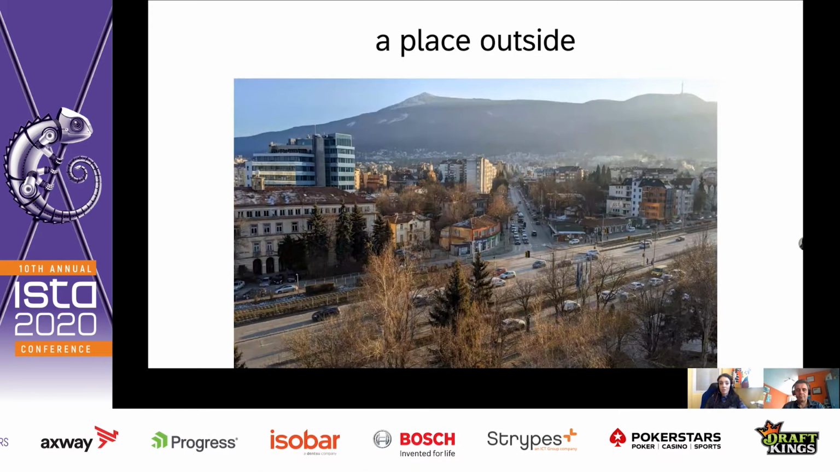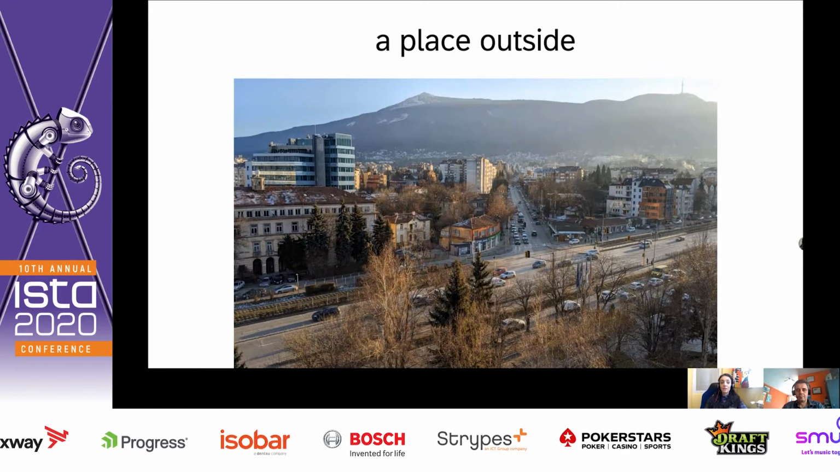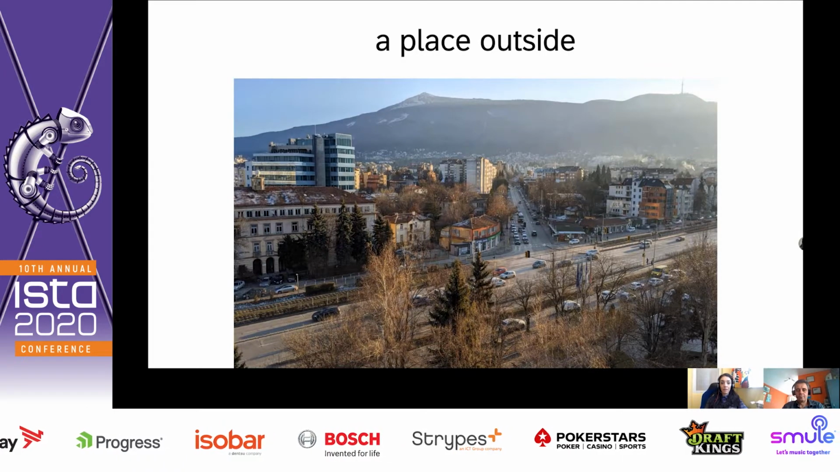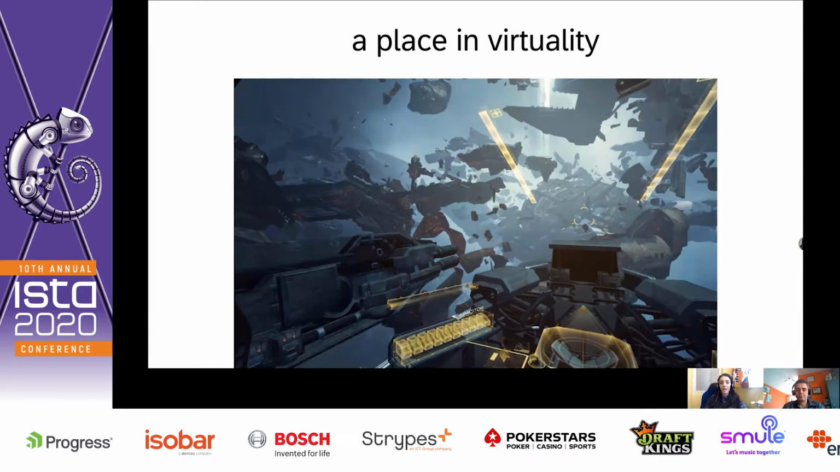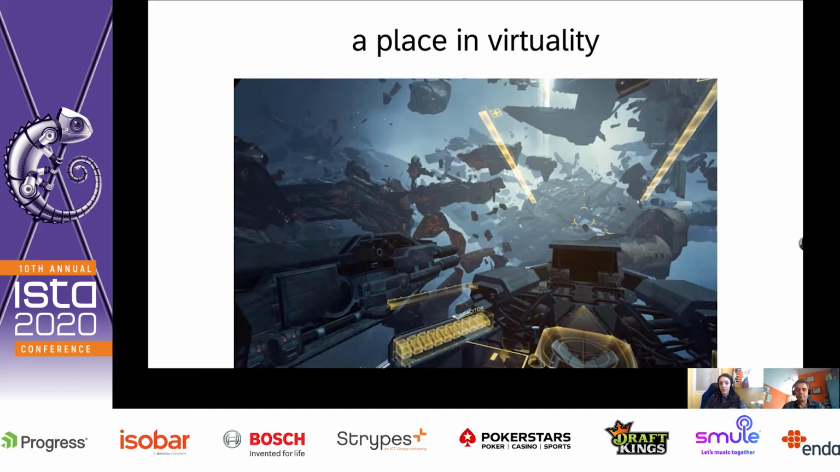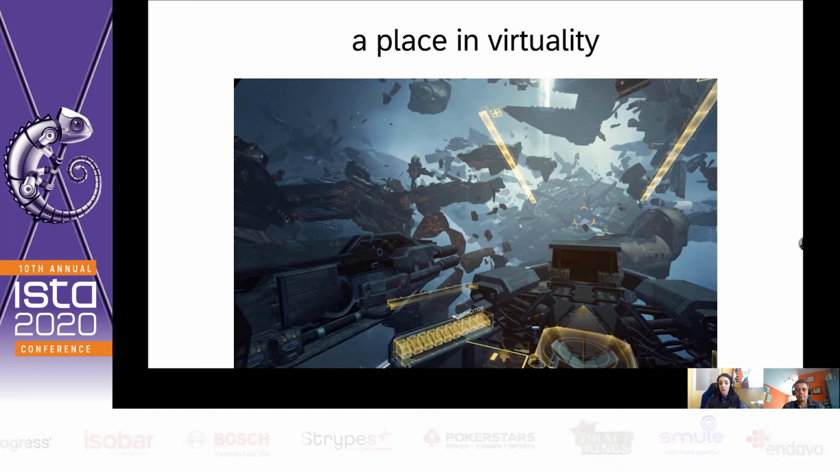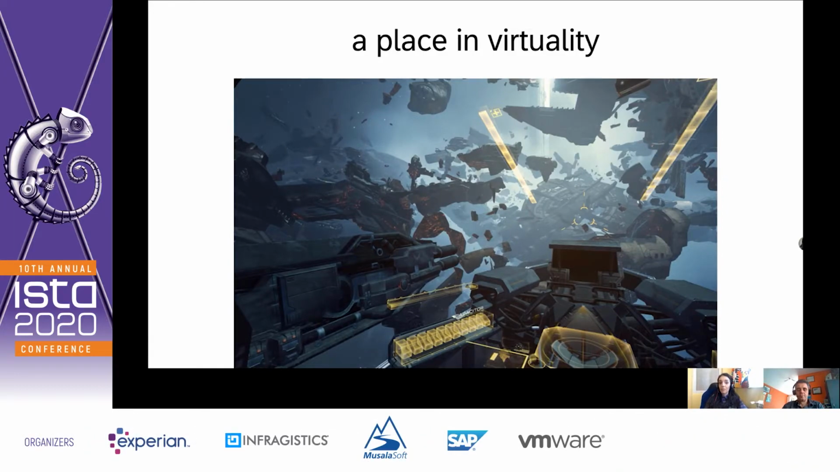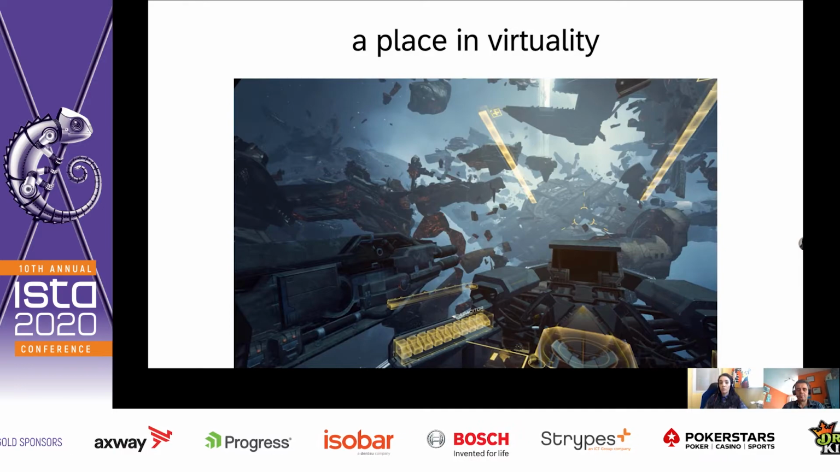This is another place, a place outside. This is a really nice view from our office in Sofia, in Pavlovo. And you can again recognize the objects there, the mountain, the streets, the buildings, the trees, the cars. This is a place in virtuality. This is a virtual game. And even if you are not fond of such games, you still can recognize what's happening here. You have spacecrafts in some sort of a space battle. You're trying to take part in the battle. You have different sorts of guns and probably you'd like to win.